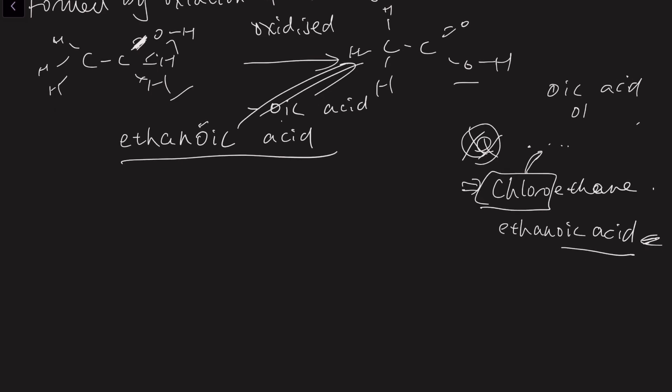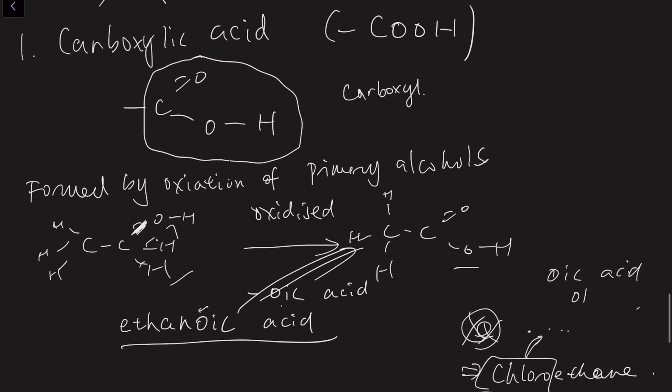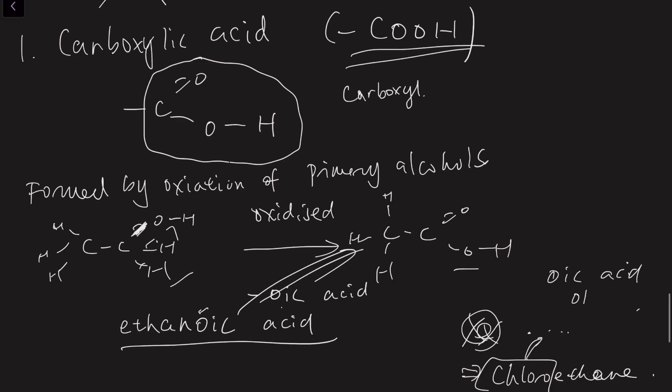So the position of the COOH, the carboxyl group, must be on the end of the chain. And this is to be expected because it's formed by the oxidation of primary alcohols. And we know that primary alcohols have the hydroxyl group at the end of the chain. So when it undergoes oxidation, the thing that changes is the hydroxyl group, which becomes the carboxyl group. So it should also be located at the end of the chain.